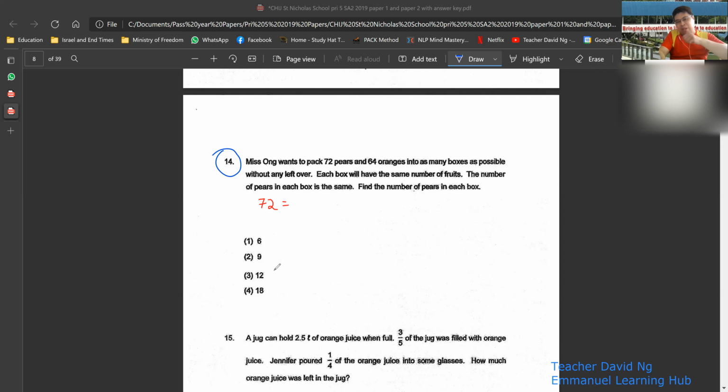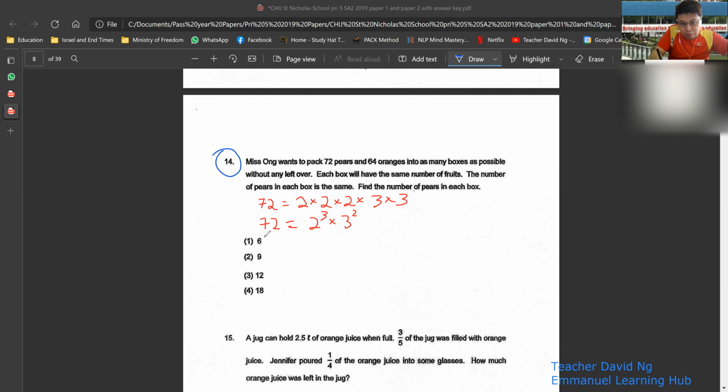So what is prime factorization? Prime factorization basically is 72 divided by 2 is 36. 36 divided by 2 is 18. 18 divided by 2 is 9. 9 divided by 3 is 3. So it's 2 cubed times 3 square. Just to double check, 2 cubed is 8, 3 square is 9, 8 times 9 is 72. So 72 equals 2 cubed times 3 square.